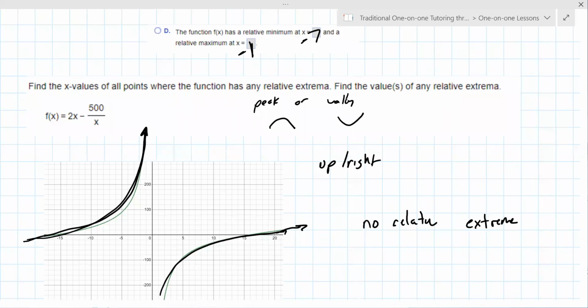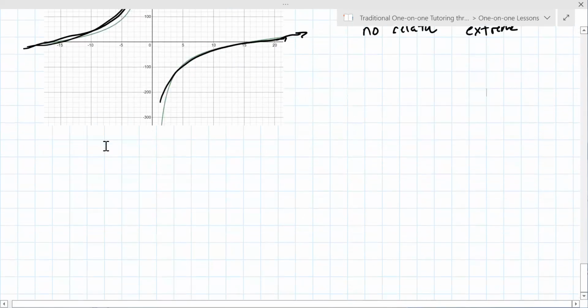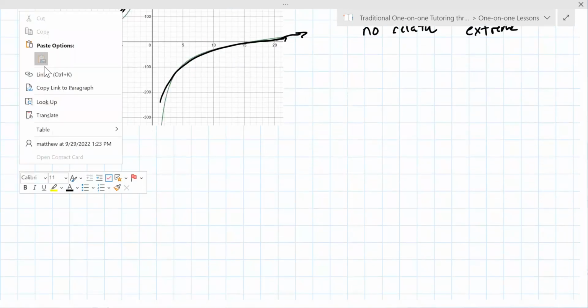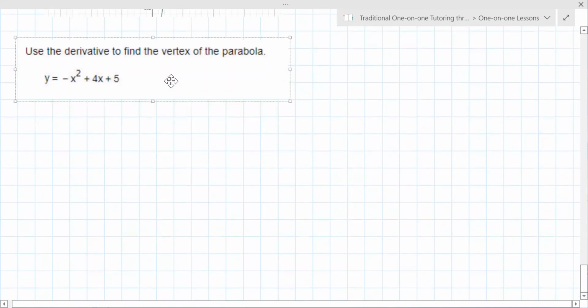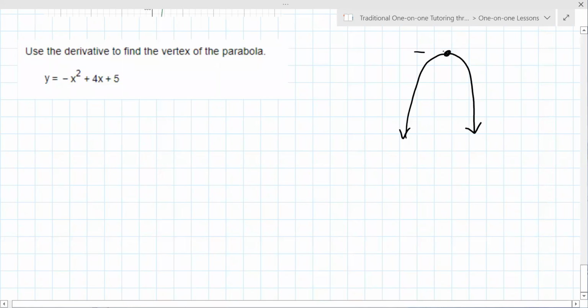All right, so we're going on to the next one here. Use the derivative to find the vertex of a parabola. So this minus x squared tells you that it's some sort of parabola that opens down. You would have learned that in a previous class. And the vertex is where the derivative is equal to 0.